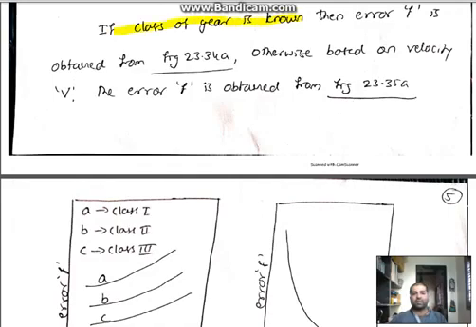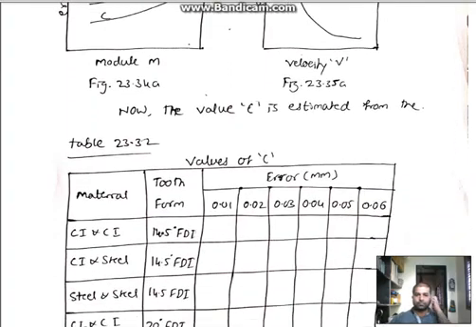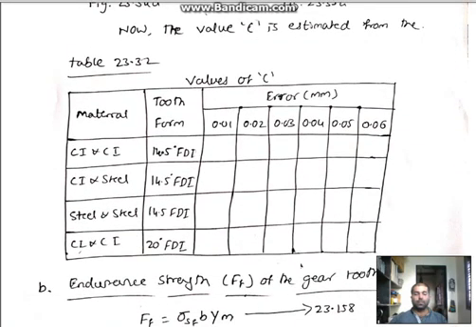If class of gear is known, then error e is obtained from the figure 23.34a. Otherwise, based on velocity v, the error e is obtained from the figure 23.35a. Now, the value C is estimated from the table 23.32. To find out the value of C, we must know the material combination, the pressure angle alpha and error e.